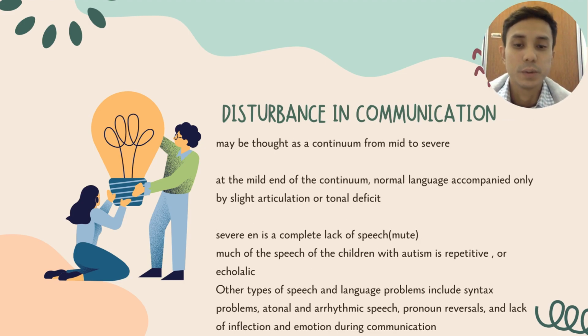Next one is disturbance in communication. It may be thought of as a continuum from mild to severe. At the mild end, there is normal language accompanied by slight articulation or tonal deficits only. But at the severe end, there is a complete lack of speech. Much of the speech of children with autism is repetitive or echolalic. Classic echolalia consists of parrot-like repetition of phrases immediately after the child has been exposed to them, but delayed or deferred echolalia consists of repetition of phrases at a later time. Other types of speech and language problems include syntax. Other motility problems include head rolling, banging, body rocking and swaying, toe walking, and inability to perform two motor acts at the same time. So it will be very hard for autistic people to multitask two motor acts at the same time.